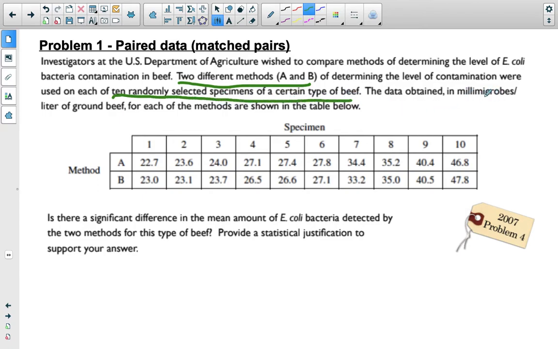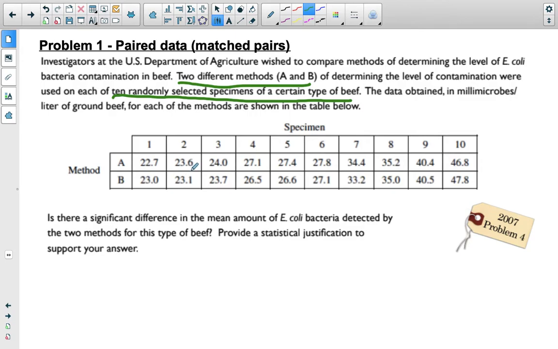The data is measured in millimicrobes per liter of ground beef for each of the methods. All the data is right here for us in the table. So you have the 10 beef specimens here. For each beef specimen, you have two measurements because each of the methods were applied to each beef specimen. So think of specimen as like a steak or a burger. You've applied method A and B to that piece of meat, and you are looking at the level of detection for A and B, and you are comparing them.